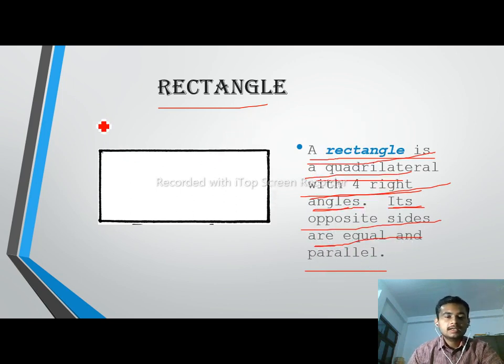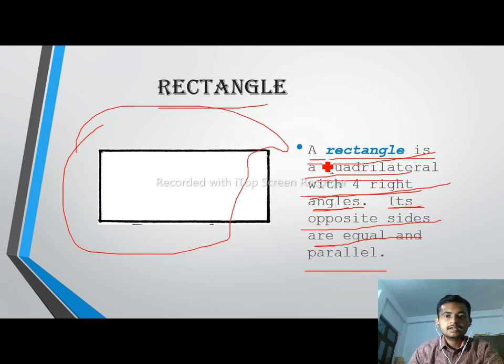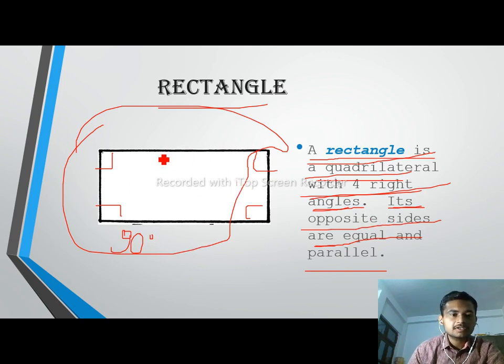Now let's understand from this figure. A rectangle is a quadrilateral with 4 right angles. It has 1, 2, 3, 4, which means 4 90-degree angles. And its opposite sides, what are the opposite sides? Those which are opposite in nature. So these two sides are opposite and these two sides are opposite.